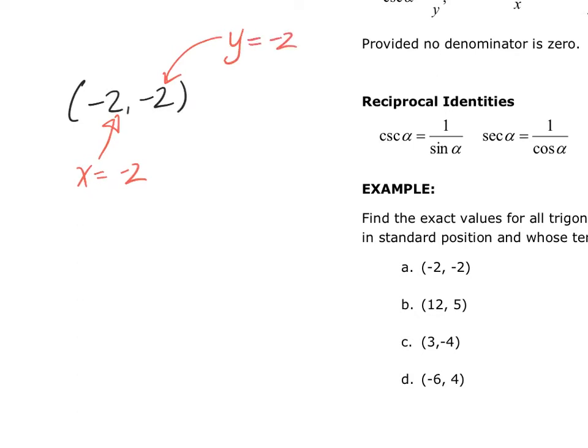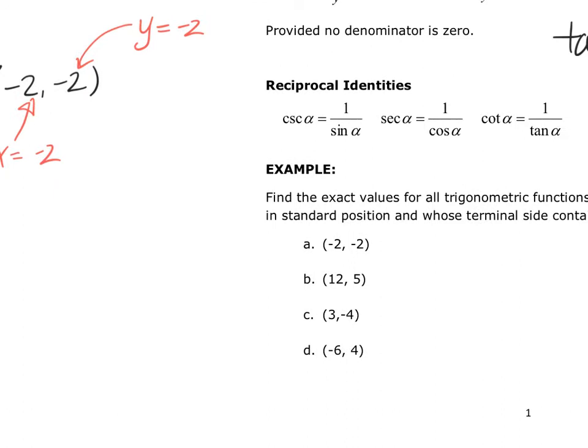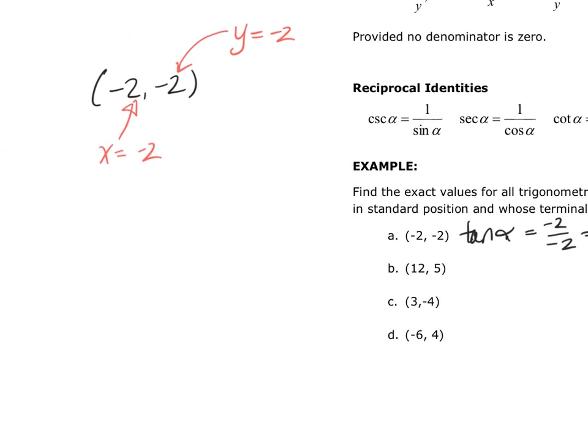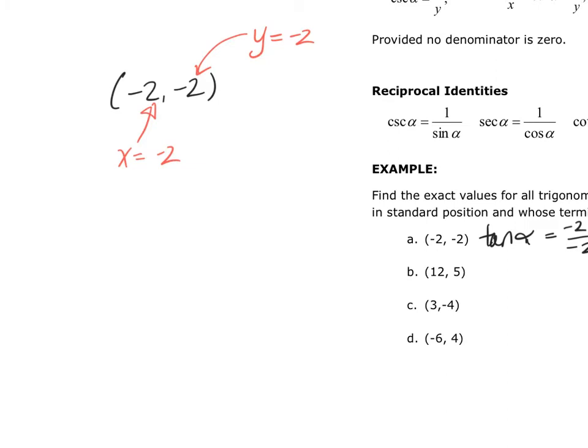If I have my x value and my y value, I already know my tangent, and I already know my cotangent. My tangent is going to be equal to my y value over my x value, which happens to be 1. My cotangent is the reciprocal of this, so in this particular case, my cotangent and tangent are the same thing. I do need to find all the rest of them, and to do that I need to find my r value.